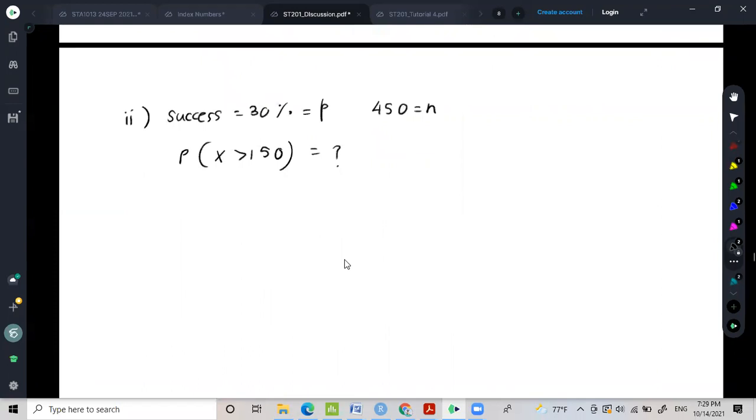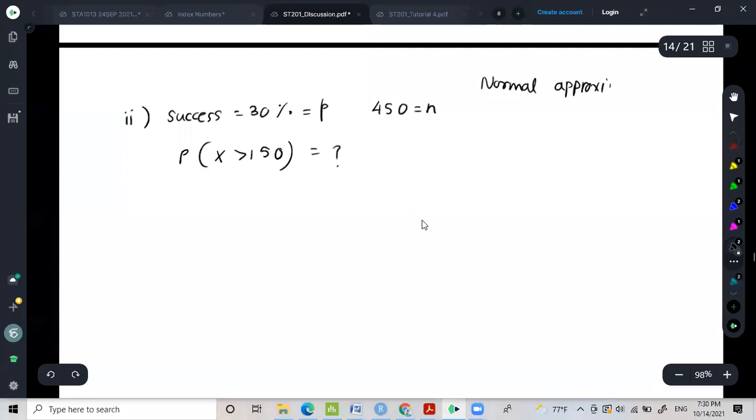Okay, so let's move to that approximation. You have to approximate X greater than 150 according to the binomial approximation. Here you have to use the continuity correction, and also we have to check the conditions. This question is about the normal approximation to binomial. So what are the conditions? Both np and n times 1 minus p should be greater than 5.